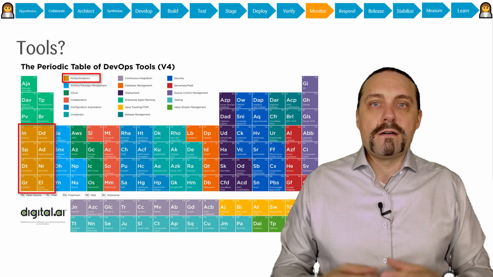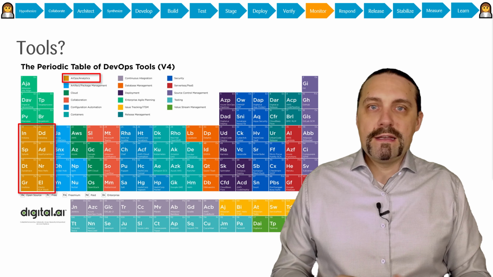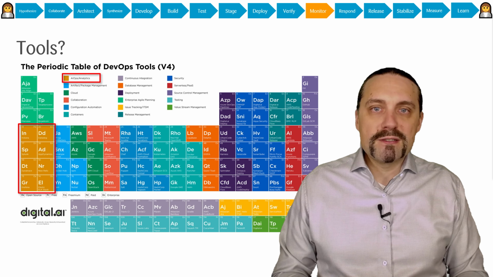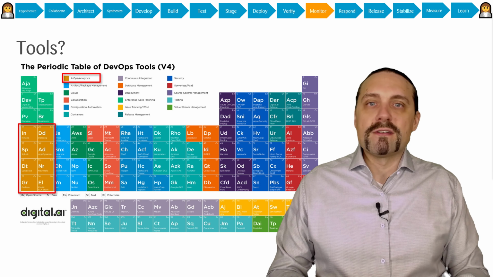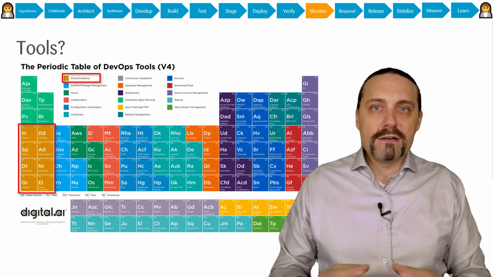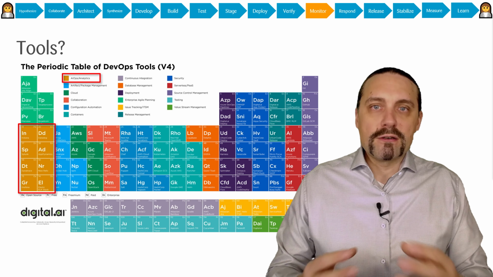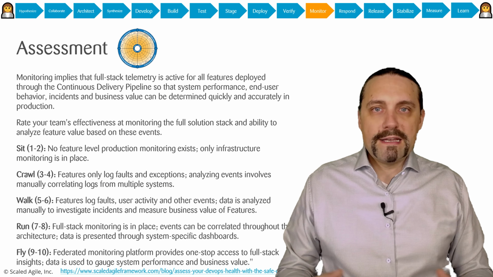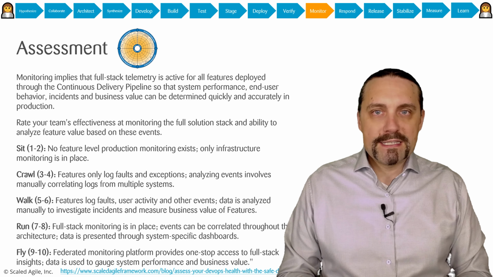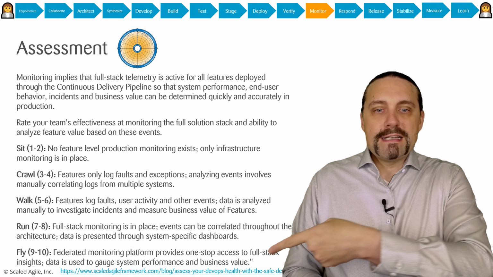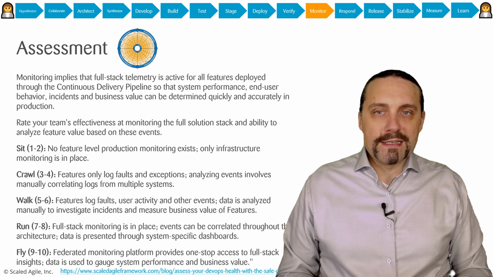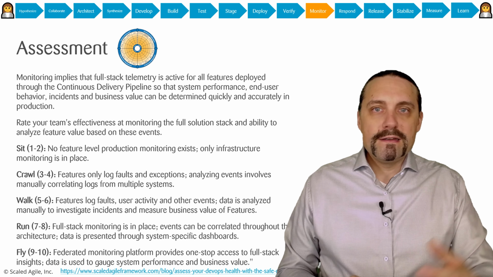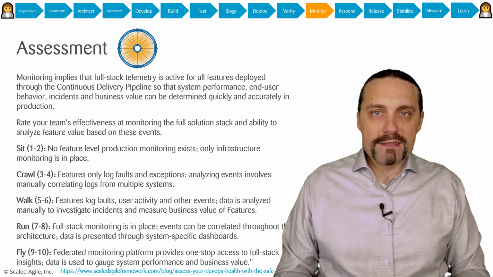Of course, there are many tools which support us in monitoring. You can see them here in the periodic table of DevOps tools. Of course, this periodic table does not show all of the tools that are on the market, but it shows the commonly used tools in the area of monitoring. The SAFe DevOps Health Radar is an assessment, and this assessment can be downloaded through this link down here. It is an Excel file where you can assess yourself in the different areas of the DevOps Health Radar.